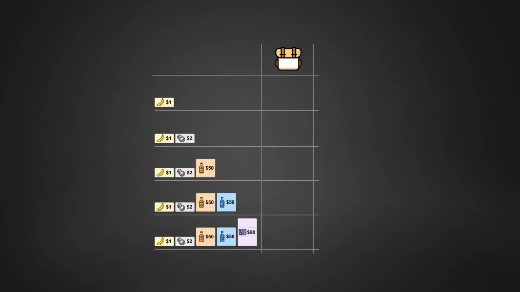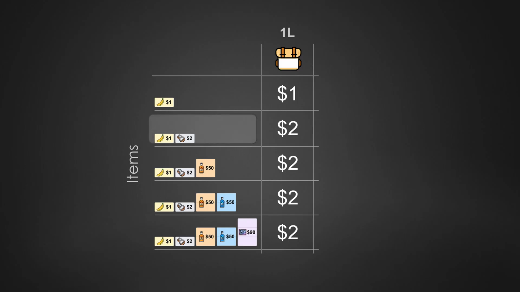Let's write down the solutions of these sub-problems in a table. On the left, we can see the items we can choose from, and in the first column are the solutions we just derived for a 1 liter backpack. For instance, if we only consider the banana and the coconut as possible items, and have a backpack of 1 liter, the best solution was $2 when picking the coconut.